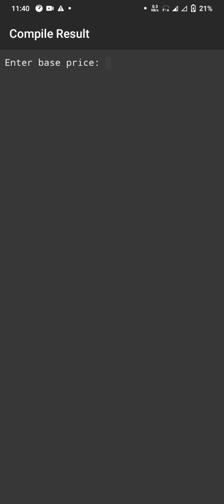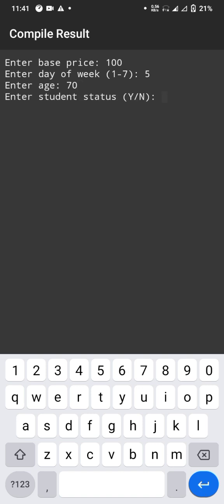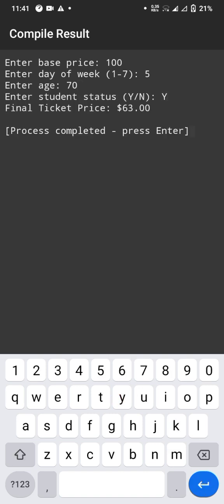The base price, for example, is 100. The day is 5. Enter age: 70. And then Y. So the final ticket price is 63.00, which represents two decimal places. So that would be all. Thank you.